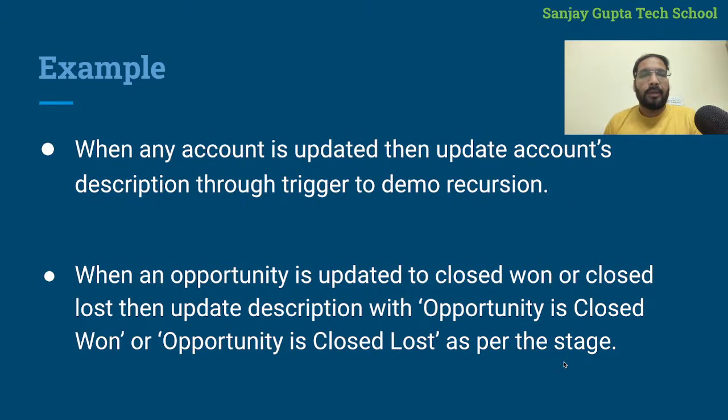Here you will be updating your opportunity from the UI, updating the stage field. Once the stage field is updated, in the trigger you will be updating the description. So your opportunity will be updated from the UI, and again from the trigger. This will cause recursion, and you can resolve that recursion problem with the help of the static Boolean variable.